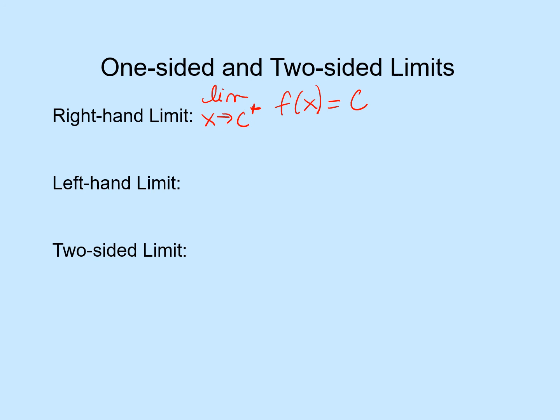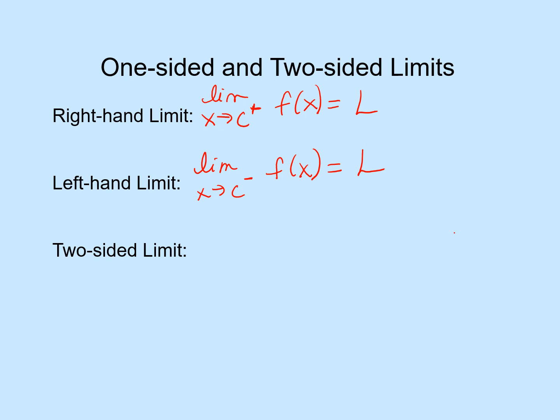And in the left-hand limit, we get the limit as x approaches c. And this time we have a little minus sign, because think your negative numbers are on the left-hand side, of f of x equals, oh, sorry, I don't know why I wrote c there. Let's use L for limit like we were doing before. So a right-hand limit has a little plus sign above the c. A left-hand limit has a little negative sign above the c.